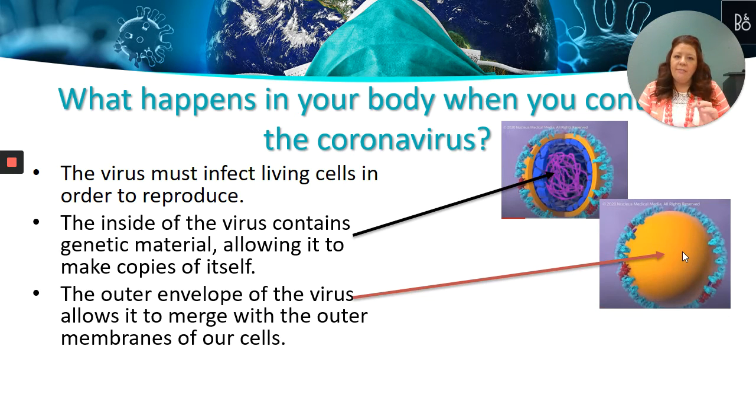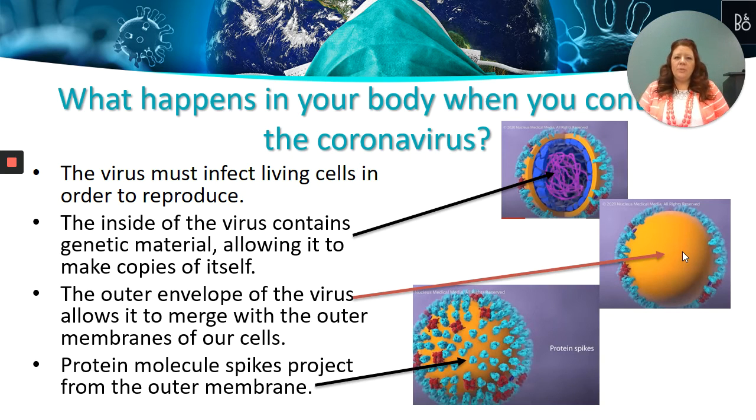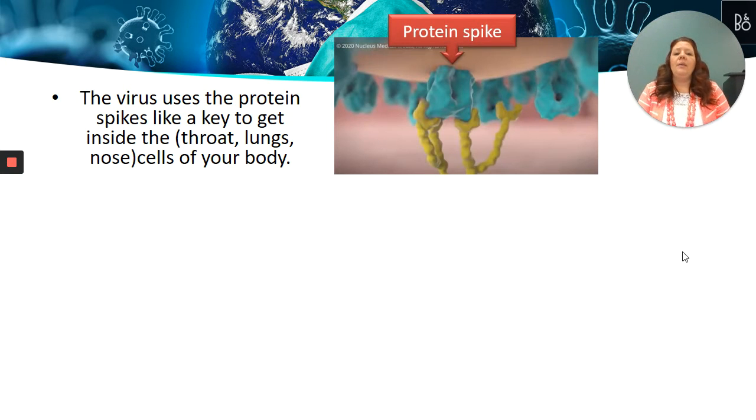So the outer envelope of the virus allows it to merge with the outer membranes of our cells. Let me look at that a little bit more. What happens is those protein molecules that spike out of it, that form that sort of crown-like or corona, they actually project out of that outer membrane or outer envelope. The viruses use those protein spikes almost like a key to get inside the cells of the throat, the lungs, the nose, the cells in our body.